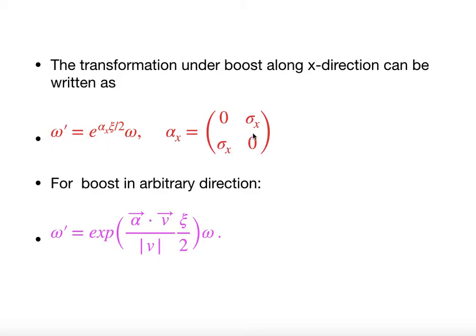So this is basically the transformation rule for omega under boost. If you have a boost in an arbitrary direction, so that the v vector defines the direction in which you have this boost, then you can write this general formula for omega and omega prime. So this is the general transformation rule of omega under the boost operation.